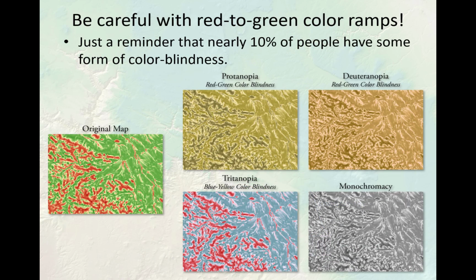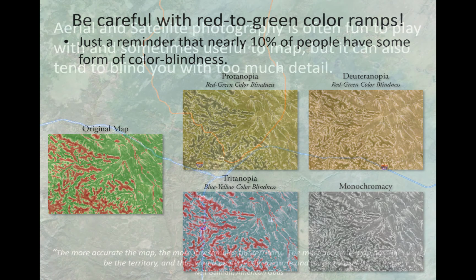But just remember that nearly 10% of the population has some level of this. So try not to make maps that are unnecessarily difficult for these folks to read. And you can anticipate this fairly easily and make simple adjustments to your map that make them viewable.